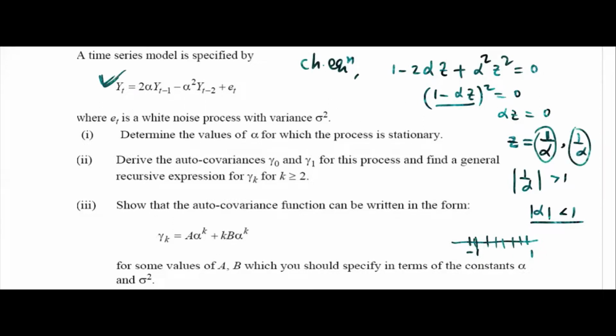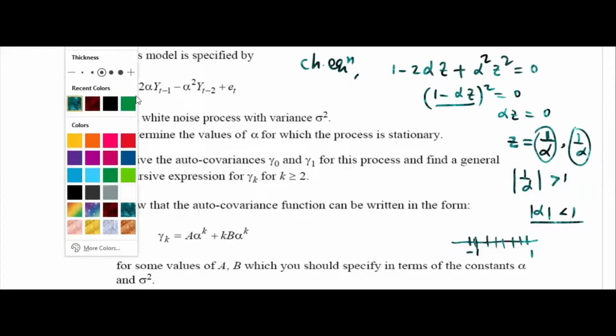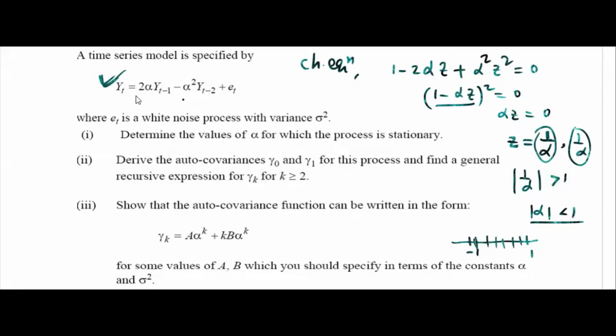So this is not stationary always. This will be stationary only when these roots are all greater than 1 in absolute value. Even if this is equal to 1, there is a problem. They should be strictly greater than 1. The absolute values should be greater than 1 strictly. If equal to 1, then also there is a problem. That means suppose I take 1 by alpha exactly equal to 1. That means alpha is 1. Let me put alpha 1 here.